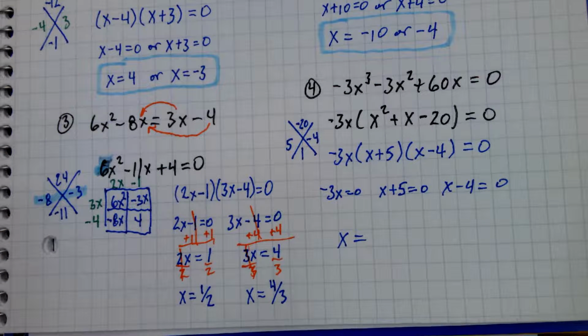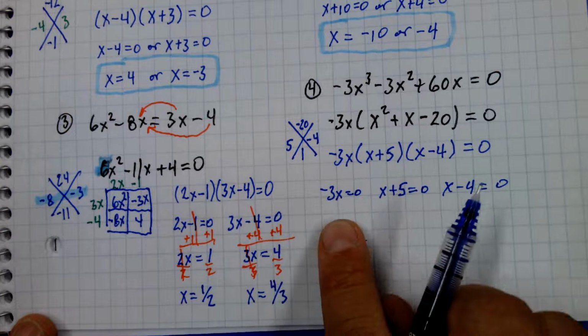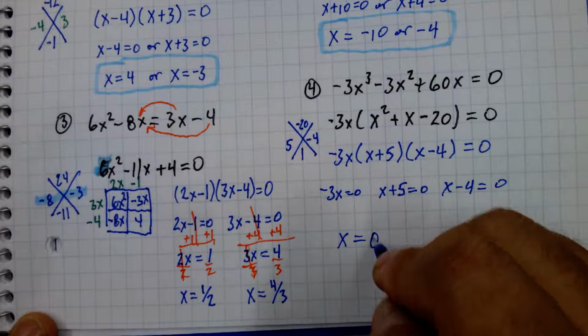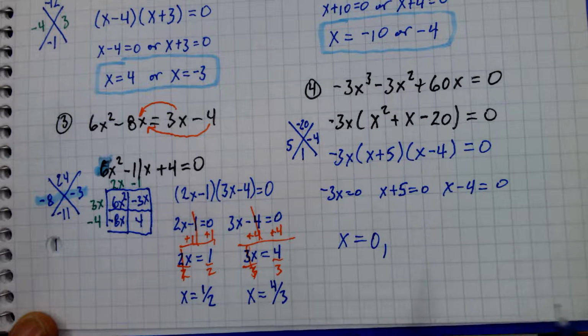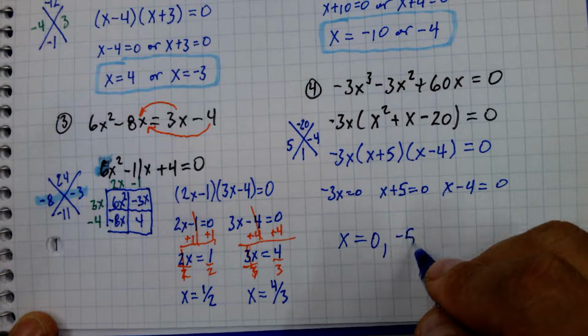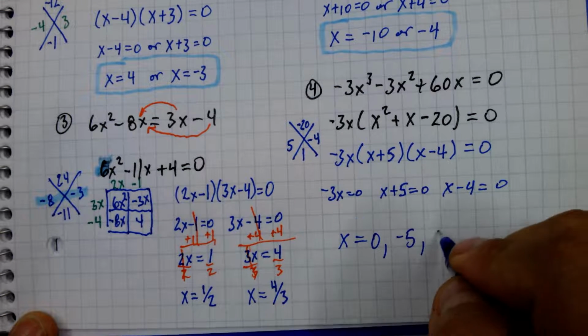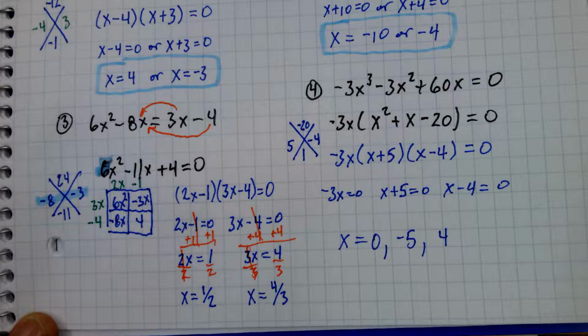By the way, we're going to get three answers. What are they? Well, solve this. Negative 3x equals 0. So 0 is one answer. X plus 5 equals 0. X minus 4 equals 0. So we got these three answers: 0, negative 5, and 4.